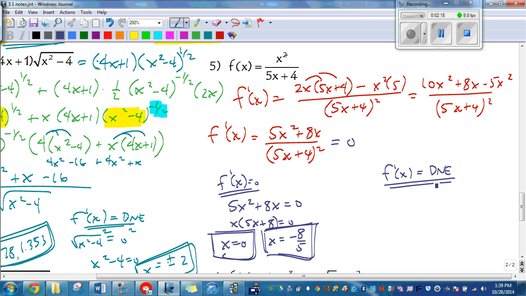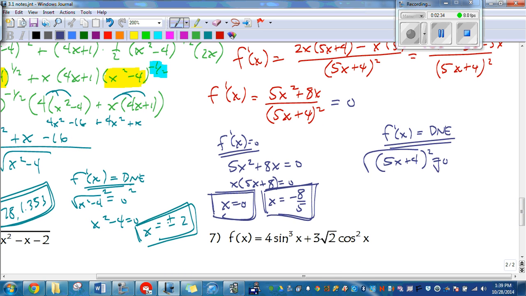Now, with the second part, finding out when the derivative does not exist, that would happen if the denominator was 0. Right? Then we'd be dividing by 0. So we want to set the denominator equal to 0 and solve for that. So we can take the square root of both sides, and we get 5x plus 4 equals 0. And then subtract 4, divided by 5, we get negative 4/5.